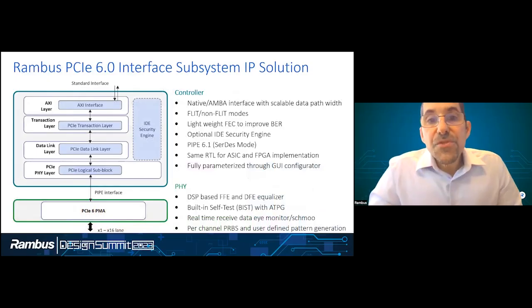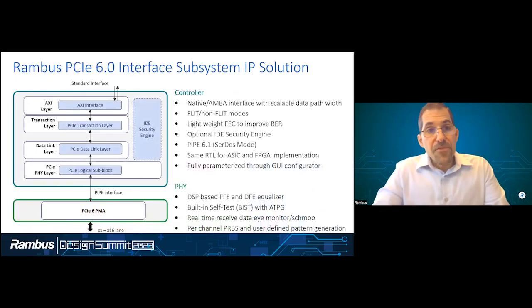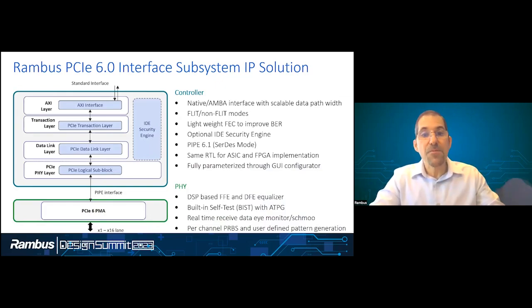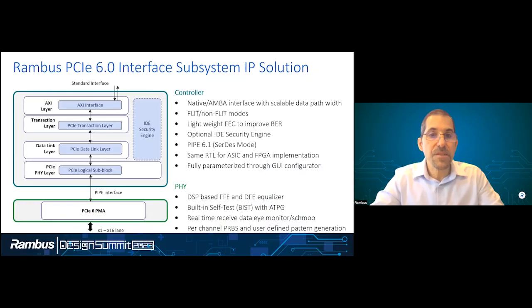Now I want to introduce you to a little bit of what Rambus offers from an IP perspective. This slide references PCIe 6, but in general, the PCI Express controllers are very flexible, with a native synchronous interface or AMBA AXI. They support FLIT and non-FLIT mode; in the context of Gen 6, FLITs are required, Gen 5 doesn't. There's an optional IDE security engine, with more and more discussion around data encryption. IDE stands for integrity and data encryption.